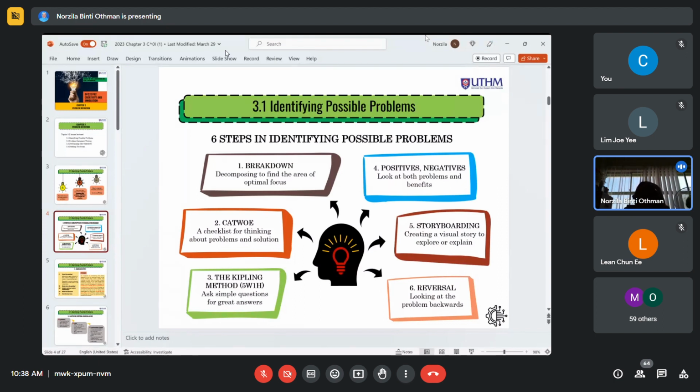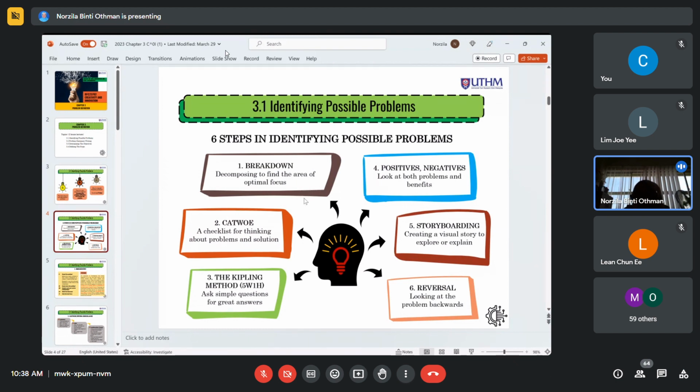reverse. Look at the problem backward. So after you finish everything, you have to reverse back how to solve the problem. So these are basically the basic steps that you could apply whenever you come across any problem.